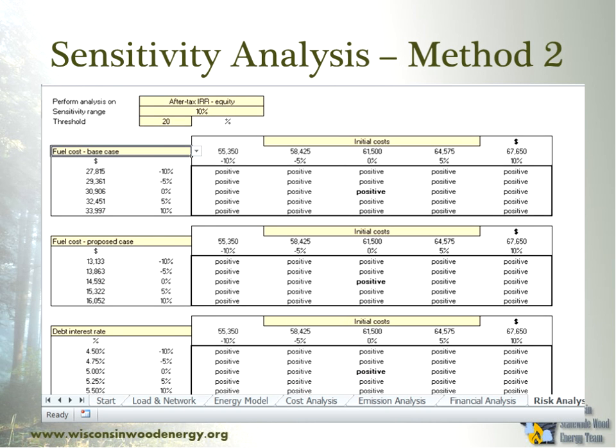So that's for method A. Method two on this tool actually does a load analysis. So it does heating by month. You can do multiple buildings, multiple fuels, has an emissions analysis, as well as what we've talked about, plus it has sensitivity and risk analysis. So I'll run through those screens.